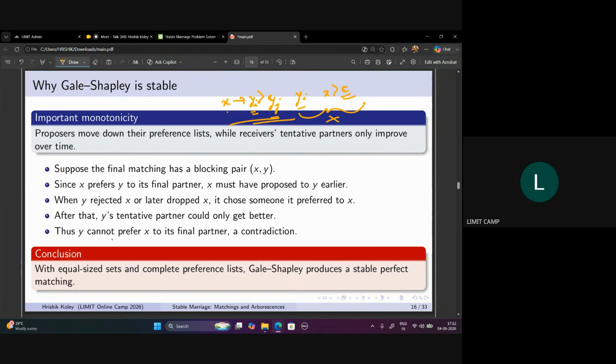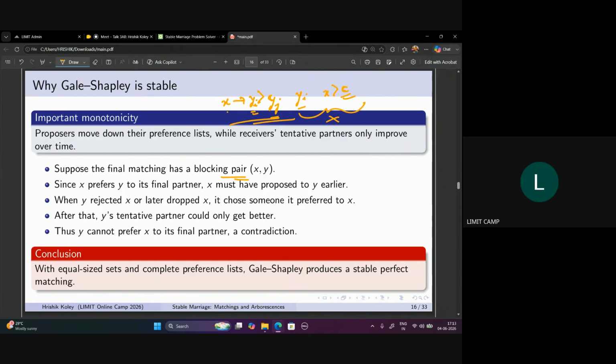So thus Y cannot prefer X to its final partner. And this is a contradiction, so we cannot get such a blocking pair. And thus we can see that the Gale-Shapley algorithm always gives a stable matching. As a conclusion, with equal size sets and complete preference lists, Gale-Shapley produces a stable perfect matching.